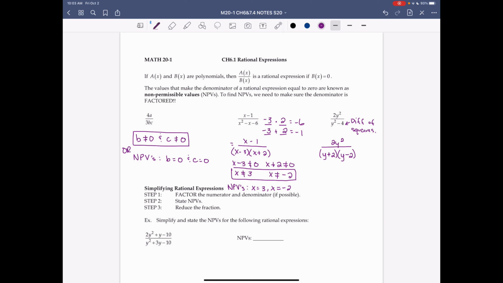Then we can't have either of these factors equal to 0. y plus 2 can't equal 0, so y can't equal negative 2, and y minus 2 can't equal 0, so y can't equal 2. And again, you could also write this as your NPVs are the values y equals, and we could write plus and minus 2 so that we're just writing it once, or you can write it as plus 2 and minus 2.